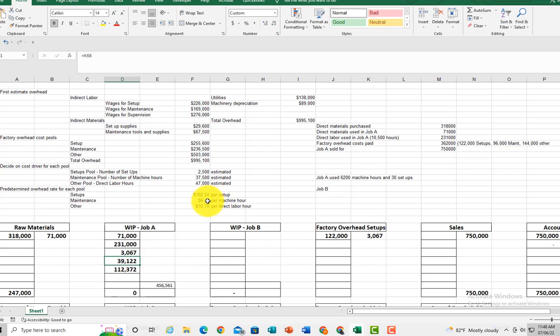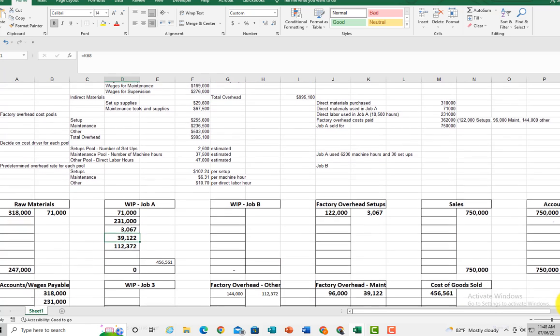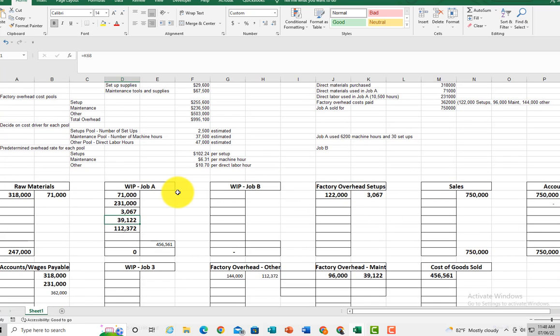Our machine hours for job A, again, we can track how many machine hours relatively easily. Typically, we used on job A 6,200 times $6.31, $39,122. And then finally, we know that there were 10,500 direct labor hours times the $10.70 to get the $112,372.